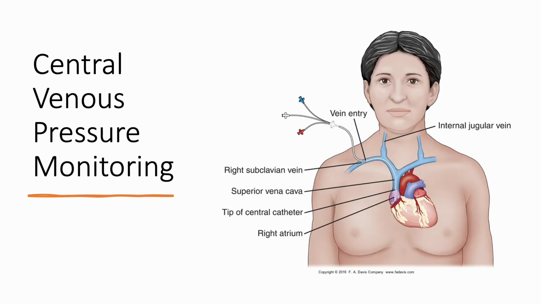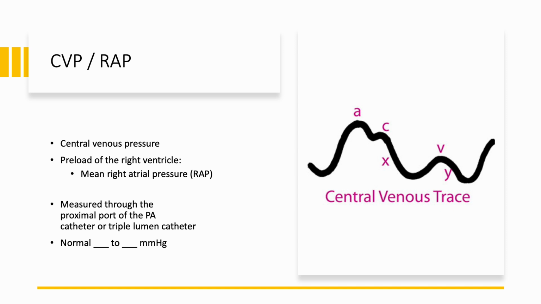Okay, let's talk about your central venous pressure monitoring, or CVP. The CVP represents the preload of the right ventricle, or the pressure of blood returning to the heart, primarily reflecting the mean right atrial pressure, or RAP. Sometimes people will use RAP and CVP interchangeably when they're labeling on the monitor. CVP is measured through the proximal port of the pulmonary artery catheter or a triple lumen catheter.